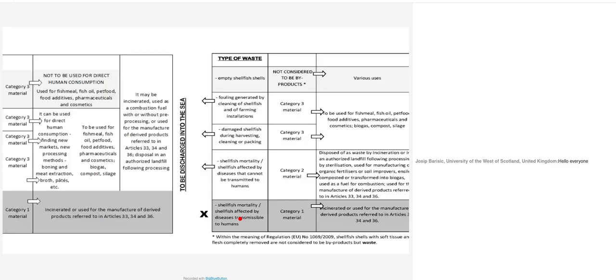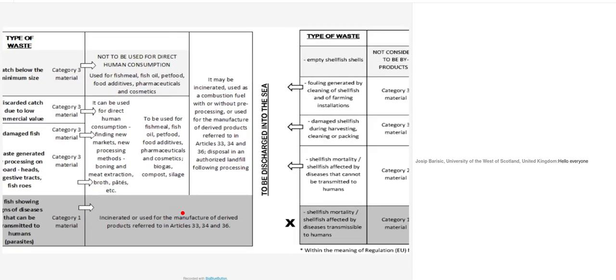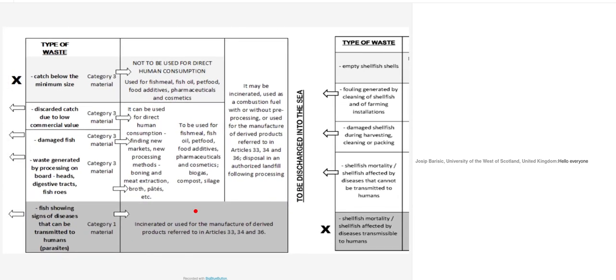Now, coming to the type of waste from fisheries. You can see that catch under minimum size cannot be used for human consumption, and it is treated as a resource. Also, animals with the disease signs transmittable to humans need to be destroyed or used for products, but it is also allowed to return them to the sea, as well as discarded catch, damaged fish, and byproducts of processing.